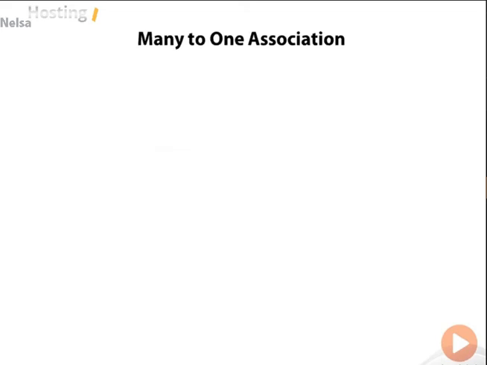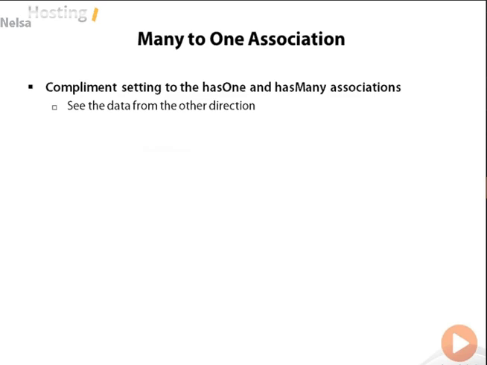Now for the many-to-one association. This is not a typical association found in relational databases. This is basically a way for CakePHP to have a complement setting to the has one and has many associations. It's kind of like seeing the data from another direction.